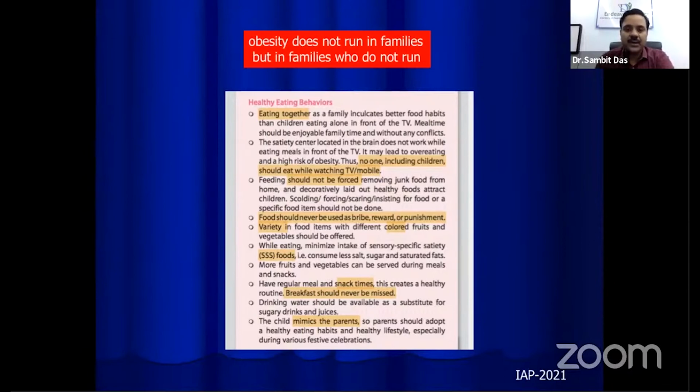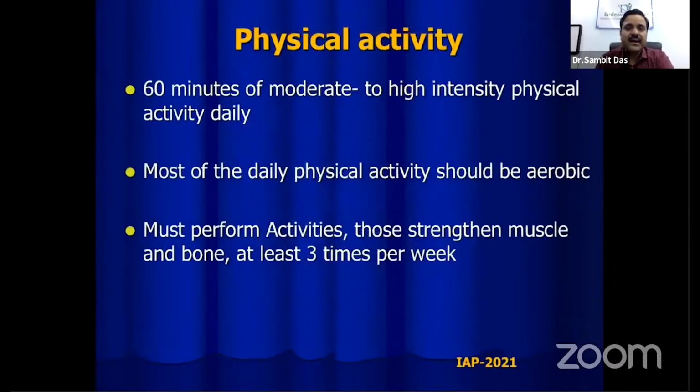Physical activity: the IAP 2021 again recommends 60 minutes of moderate to high intensity physical activity daily. Most of the daily physical activities should be aerobic, and they must perform activities that strengthen the muscle and bone at least 3 times per week. And that is usually for people who are after 5 years or those who are adolescents.